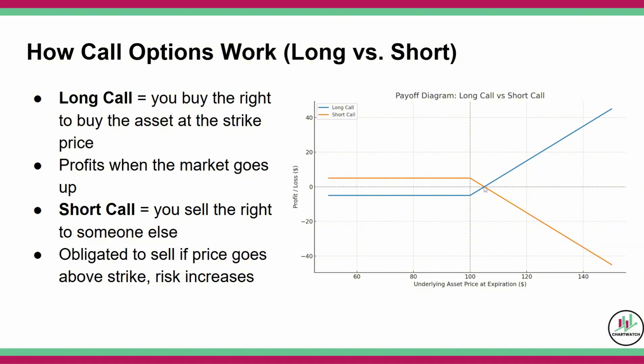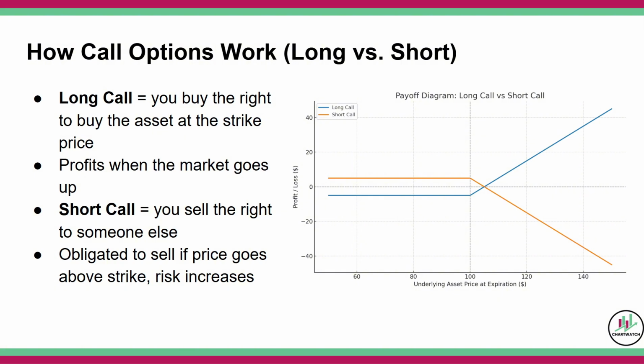At $110, you make $5 profit. And the higher the price climbs, the more profit you make. There's also no ceiling to how high the asset can go, and that's why the blue line keeps rising on the right. This is where we say a long call has unlimited upside.